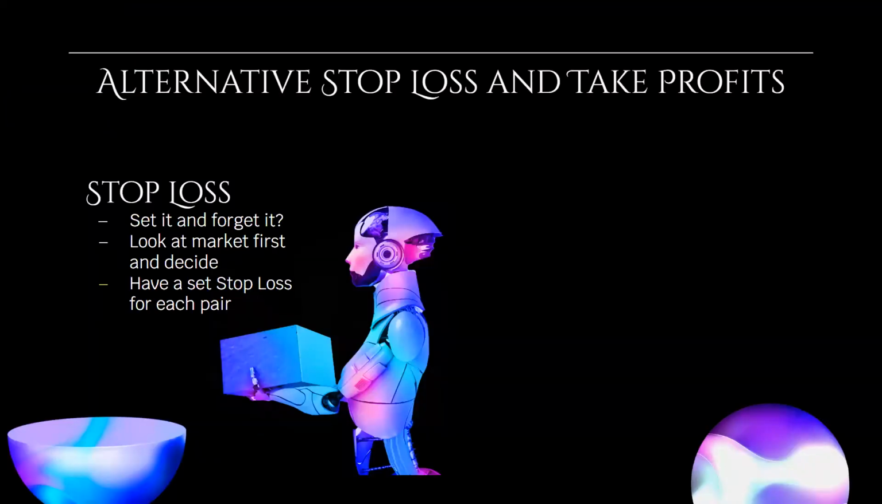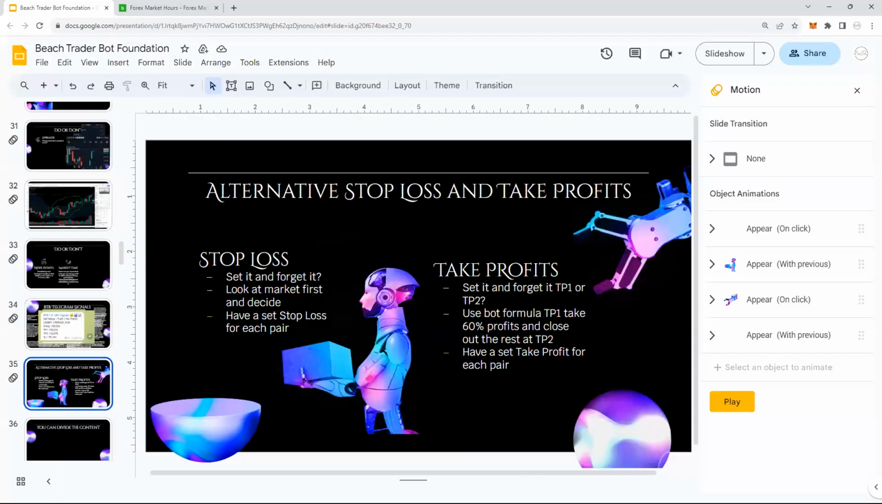Alternative. Let's talk about the stop loss. Set it and forget it. There's that one way. This is what the bot can do for you. You just put it in and you're done, right? You can look at the market first and decide, or you could have a set stop loss for each pair. So what does that mean? Let's look at the market here.